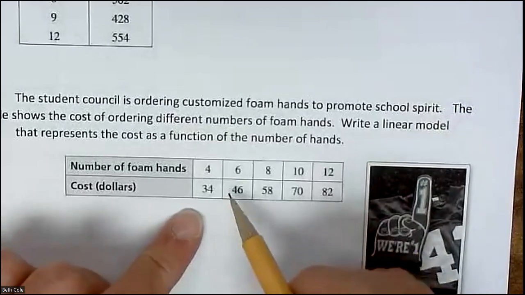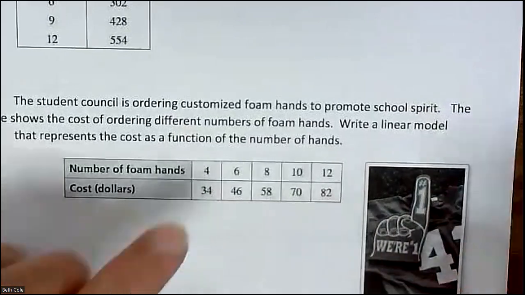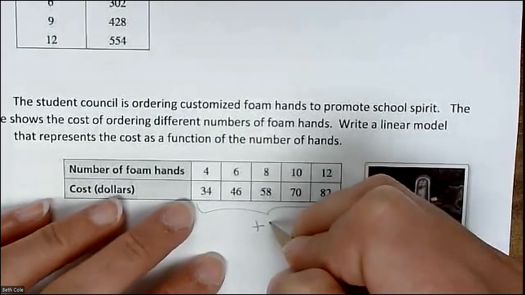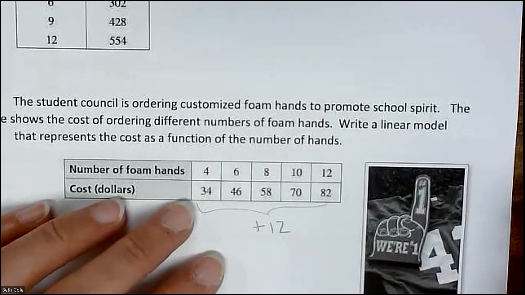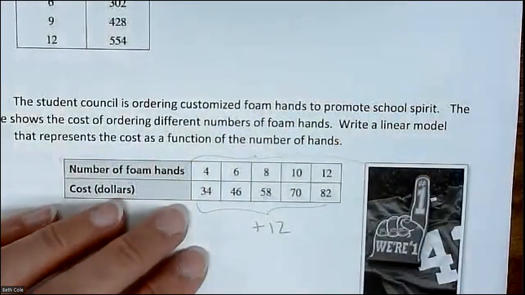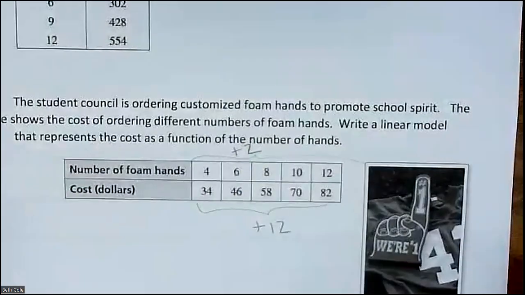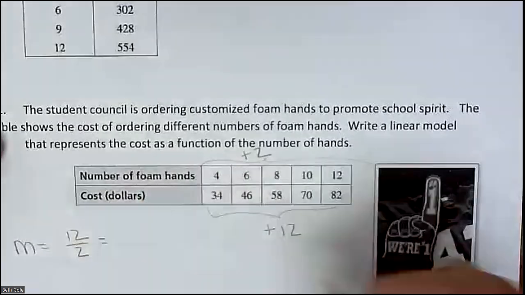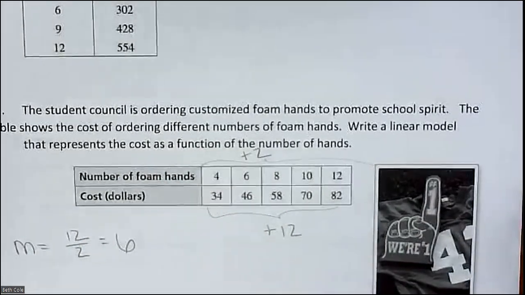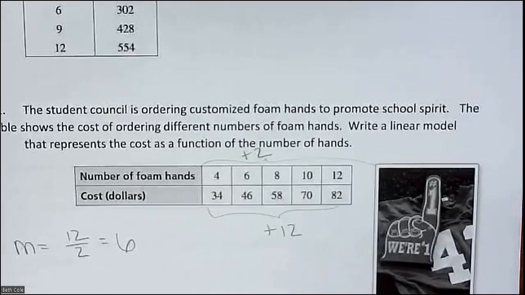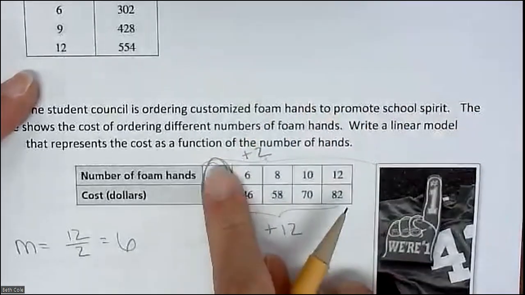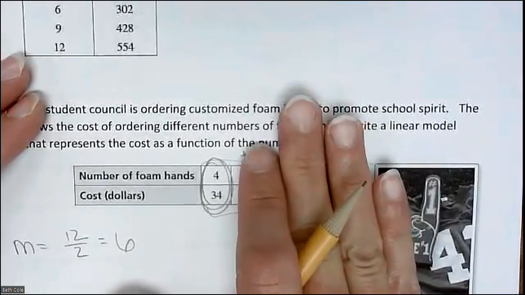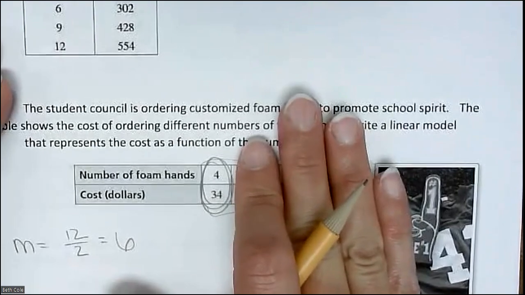Okay, so look at your y's, 34, 46, 58. Count on your fingers if you need to. What are you adding each time? Plus 12. Cool. And then for the x's, 4, 6, 8, plus 2. Good. So your slope is 12 over 2, which is 6. Very good. It doesn't matter what point you use. I would use the first one for no other reason than it's the first one. You just have to pick one.